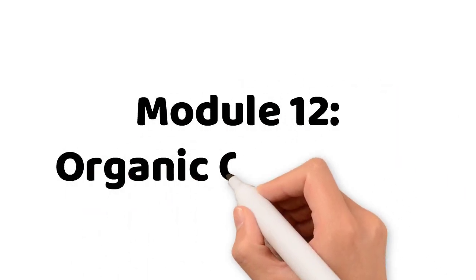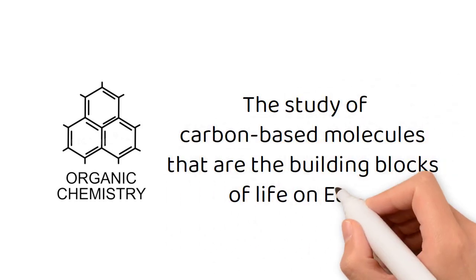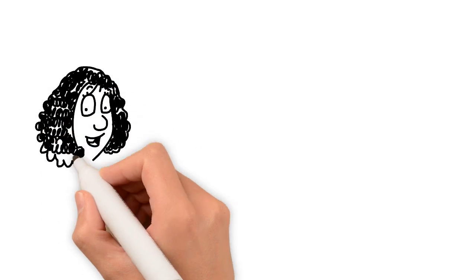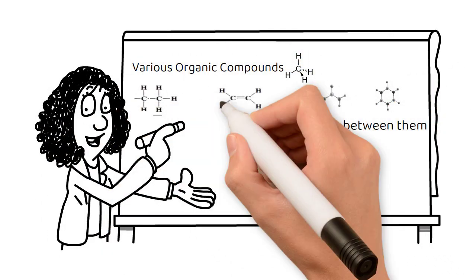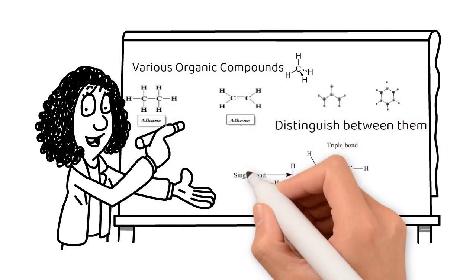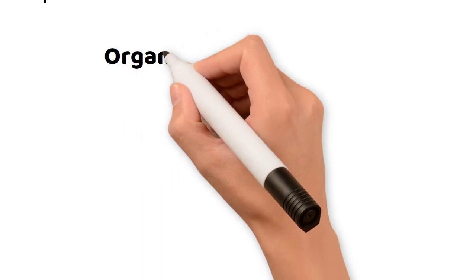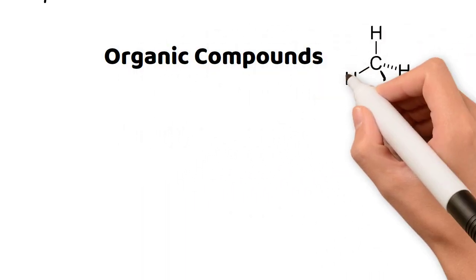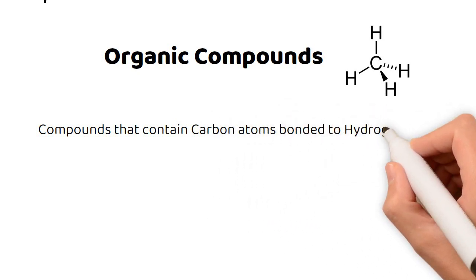Module 12, Organic Chemistry. Organic chemistry is the study of carbon-based molecules that are the building blocks of life on Earth. In this chapter, we will explore various organic compounds, distinguish between them, and examine alkanes and alkynes. We will also look at the importance of single and double bonds in organic molecules and perform some basic organic reaction equations.